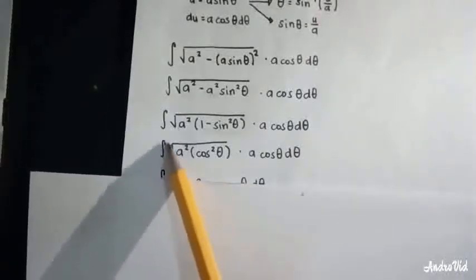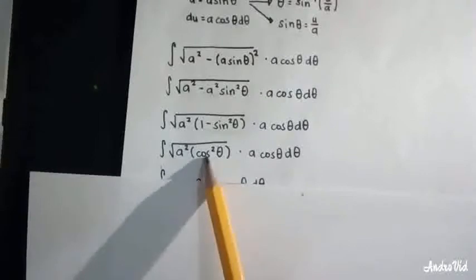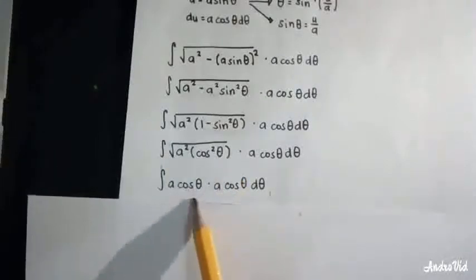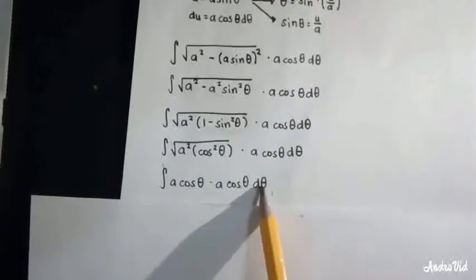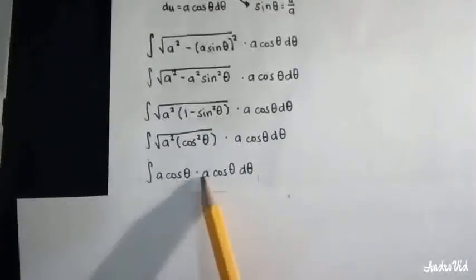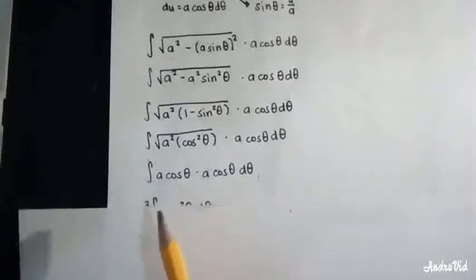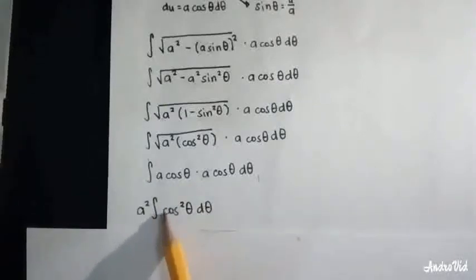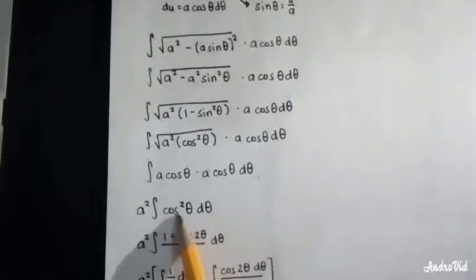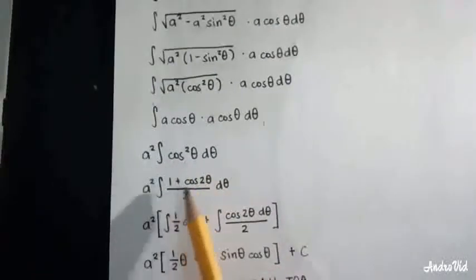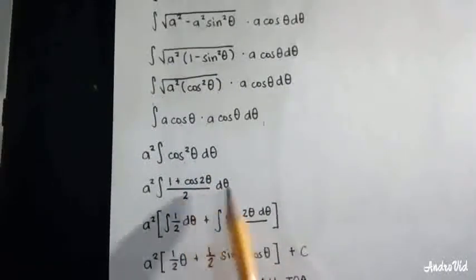Performing the square root of a squared cosine squared theta, you would get a cosine theta times a cosine theta d theta. So combining a, we have a squared, and since we know that is a constant, we're gonna bring that out. We have a squared times the integral of cosine times cosine, which is cosine squared theta d theta. We have an identity here. The identity is (1 plus cos 2 theta) over 2 d theta.